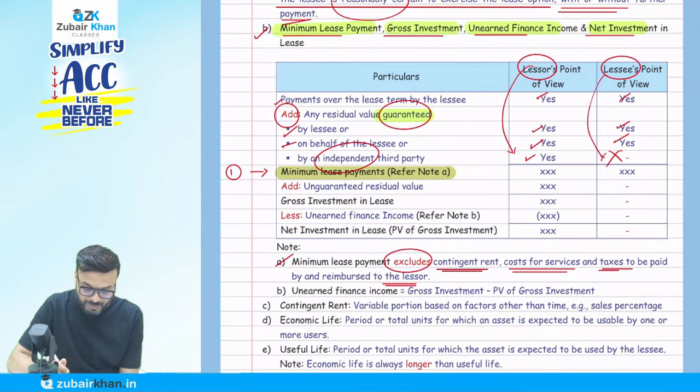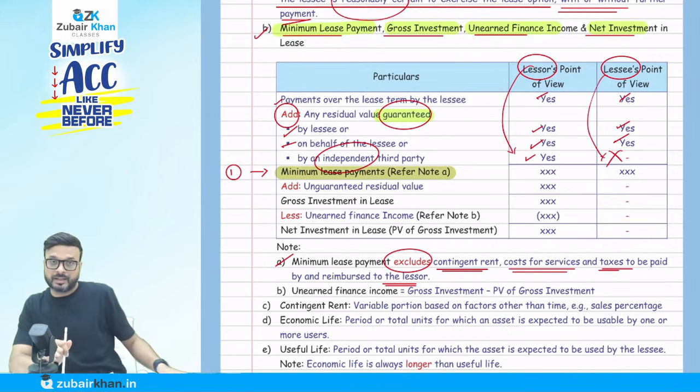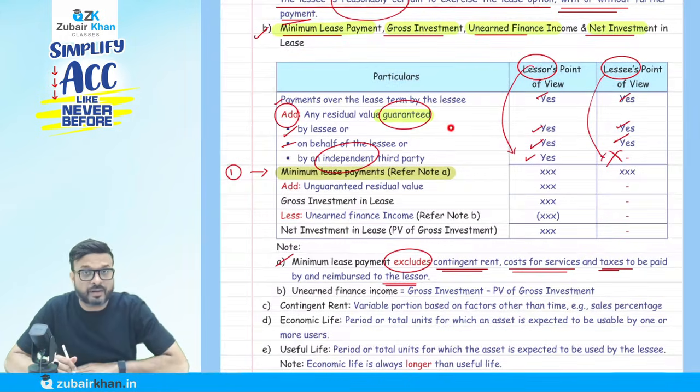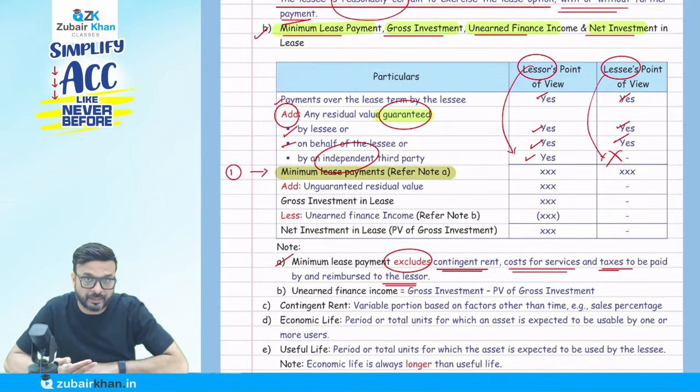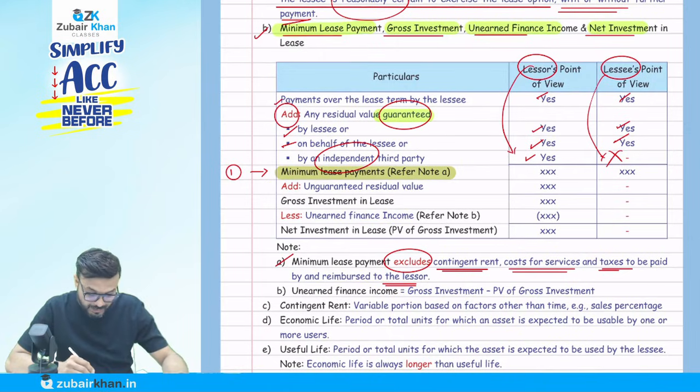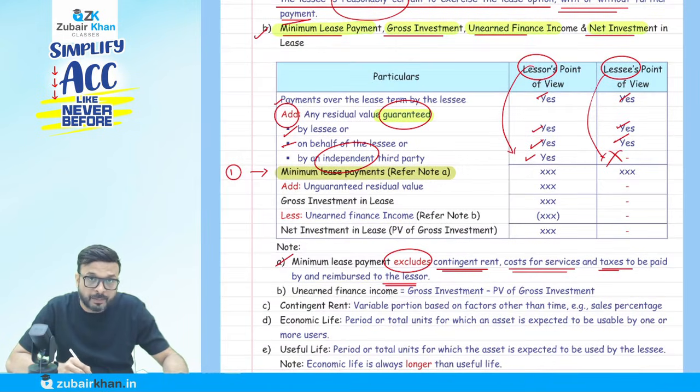What are we going to call them? The unguaranteed residual value. Whatever amount is guaranteed by them, we call the guaranteed residual value. Whatever amount is not guaranteed by them, we call the unguaranteed residual value. Now listen carefully. Here, unguaranteed residual value is not a part of the minimum lease payment. Minimum lease payment covers the payment to be paid by the lessee or the guaranteed residual value. But unguaranteed residual value is the part of the asset which is not guaranteed, and that is not a part of the minimum lease payment.